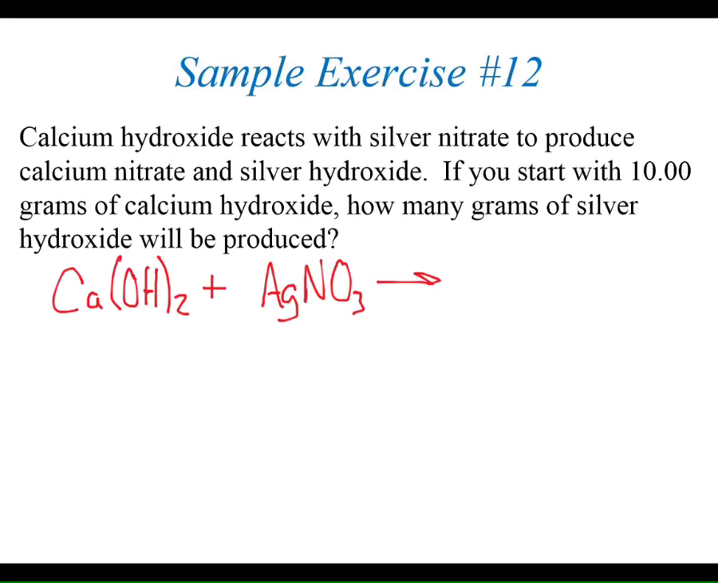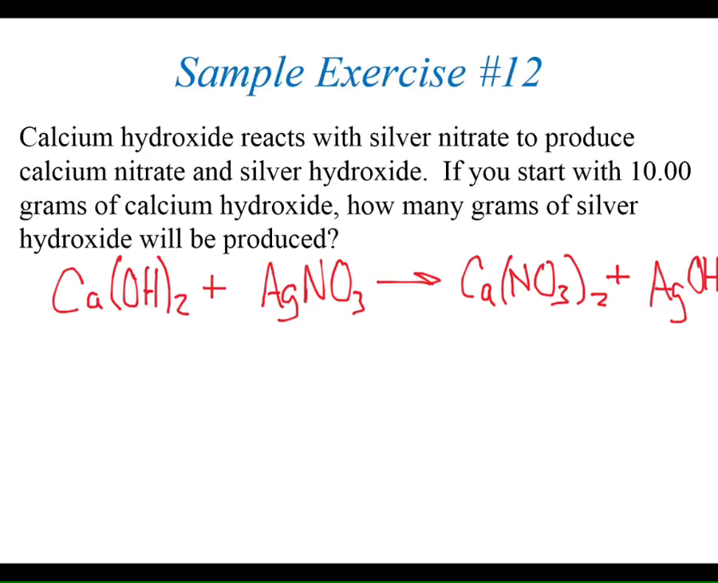What's calcium nitrate? Ca, nope, parenthesis, NO3. How many do I need? 2 of them. Calcium's 2 plus, nitrate's 1 minus. Plus, what would silver hydroxide be? Ag. What's the charge on silver? 1 plus. What's the charge on hydroxide? 1 minus. So just 1 of each. AgOH. Okay, now, but it's not balanced, so let's balance it.